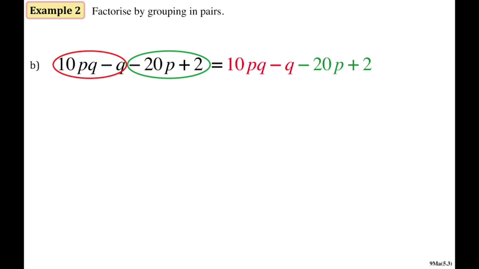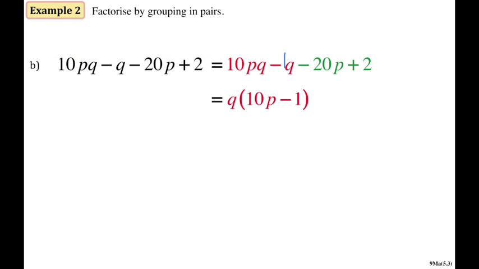10p minus 1, because it's a 1q. So I can actually take out Q and be left with 10p minus 1. Now if I look at the green parts, what's common?